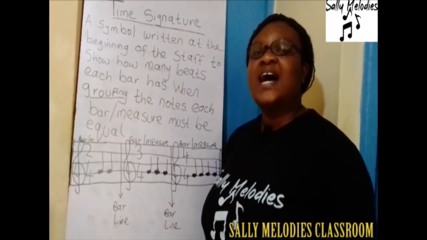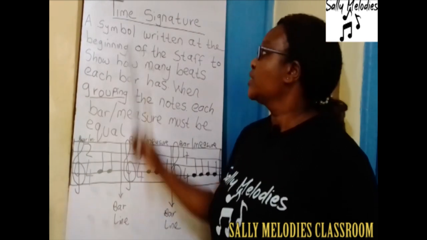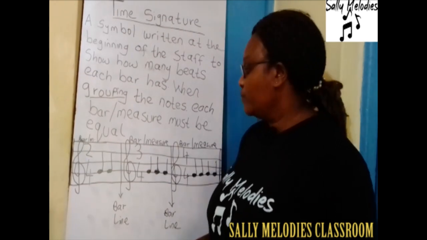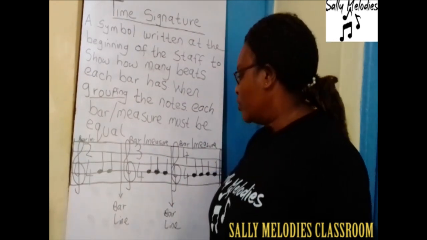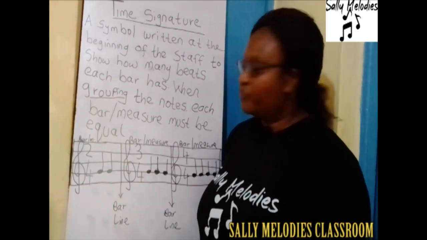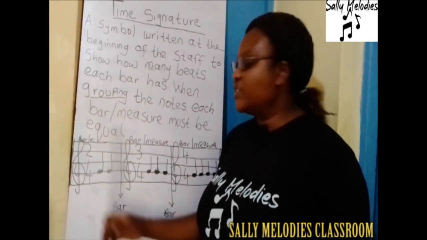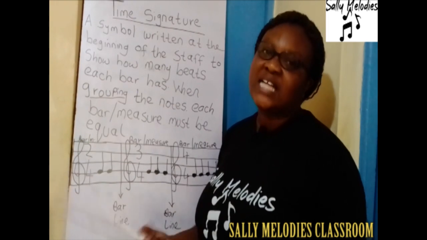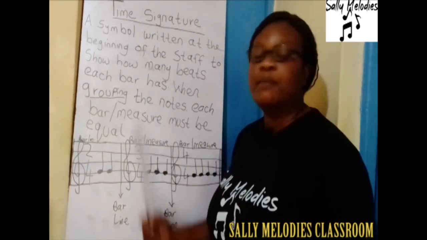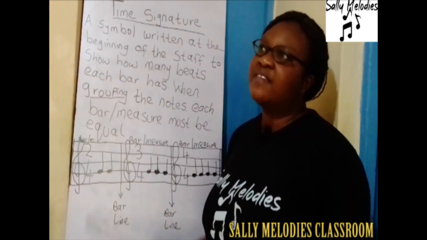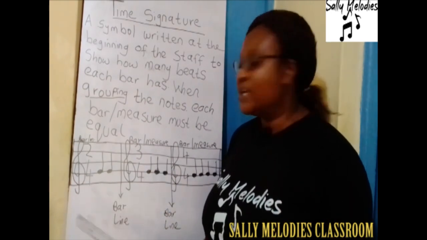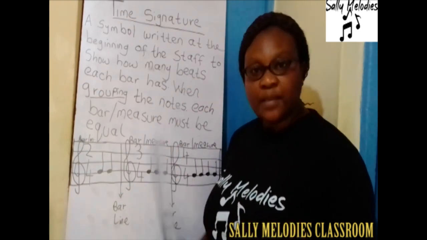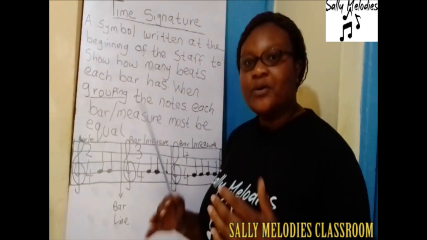Another thing, there are many types of time signatures which we are going to look at in the next lesson. But at this level, maybe we can look at simple time. 2/4, 3/4, 4/4. This is called just simple time. We have others like compound time, irregular time, but at this level, because this is very basic, let us deal with simple time.